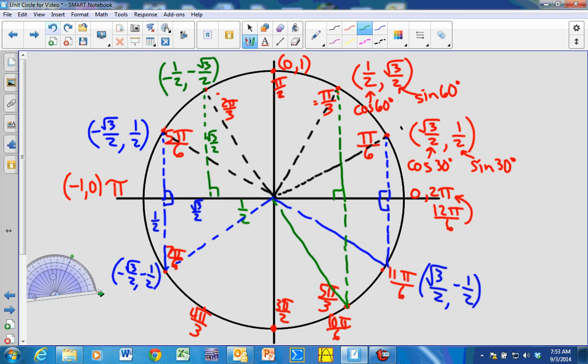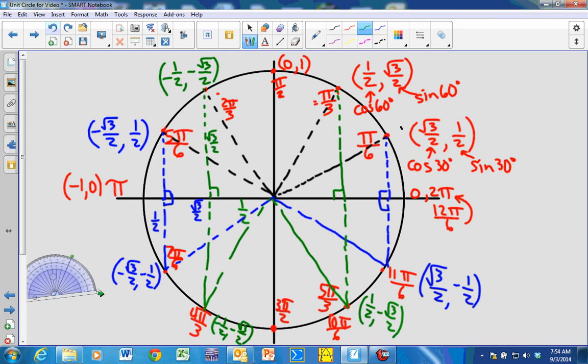Just like we did above, we get the same triangle we had above. And if we do it to 4 pi over 3, it's the same thing. You're going to have this triangle. It's exactly identical to the ones above. The only difference is the signs of your coordinates. So this is going to be positive 1/2, negative square root of 3 over 2, and this is going to be negative 1/2, negative square root of 3 over 2.